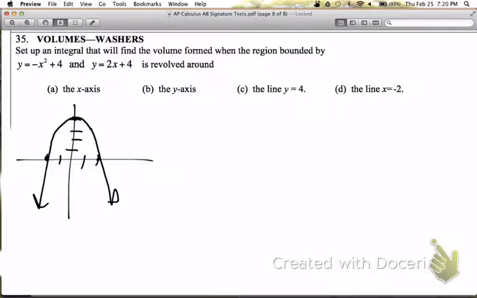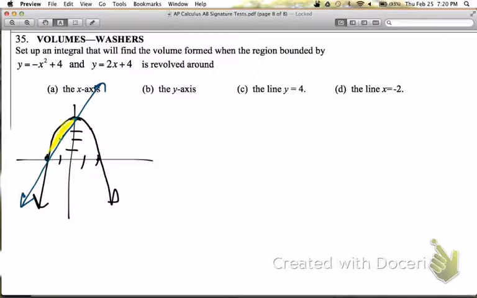And in blue over here, this is a linear function with a slope of 2 and a y-intercept of 4. So down 2 over 1, down 2 over 1. So that linear function looks something like that. So it says that we're going to take this area here and revolve it around these 4 lines.